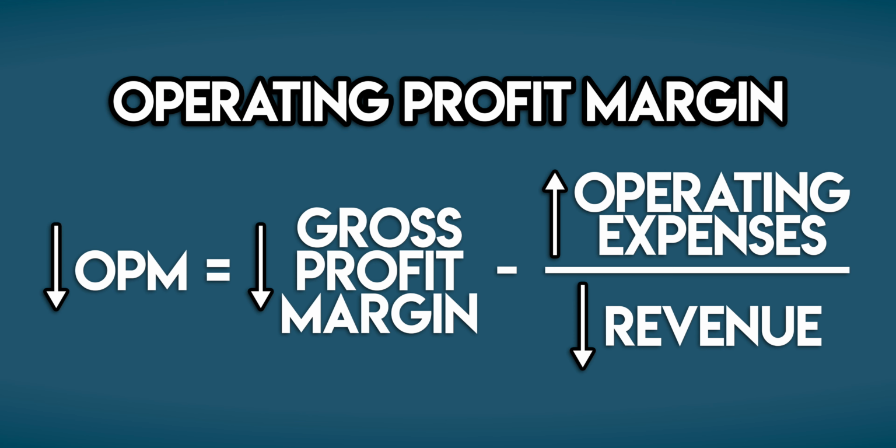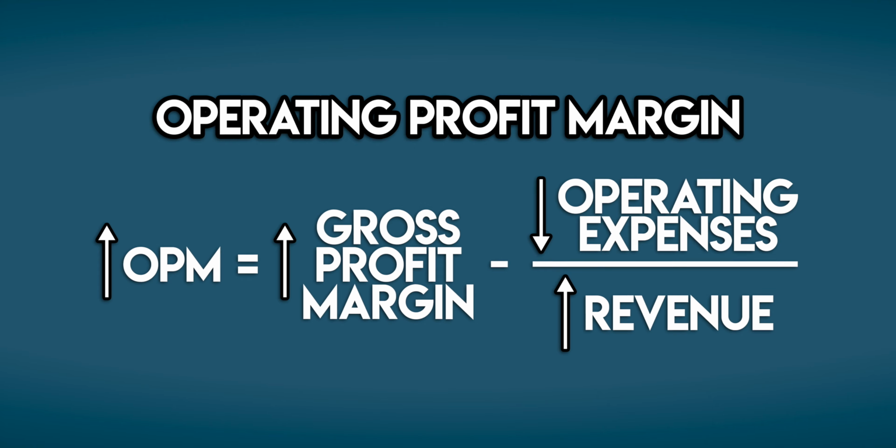Either the gross profit margin has gone down for all of the reasons that I mentioned last time in the gross profit margin video, or operating expenses have increased as a proportion of revenue. Perhaps they're spending more on research and development or administrative expenses, or maybe the business has been selling their products or services at a discount.